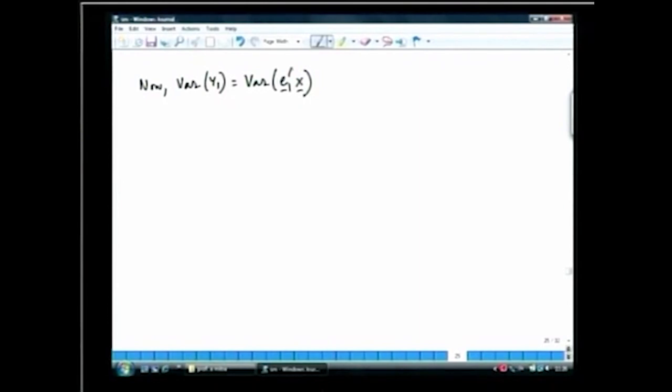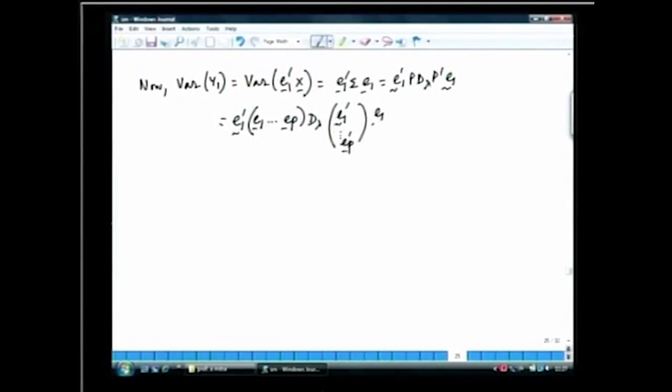Y1 is said to be equal to this linear combination, and this is equal to e1 prime sigma e1, and this is again, by using the spectral decomposition of sigma, P D lambda P prime e1. Again, I can handle this. I write E1 to EP for the P matrix, then the diagonal matrix D lambda, then the P transpose matrix, E1 transpose to EP transpose, and then E1 again.